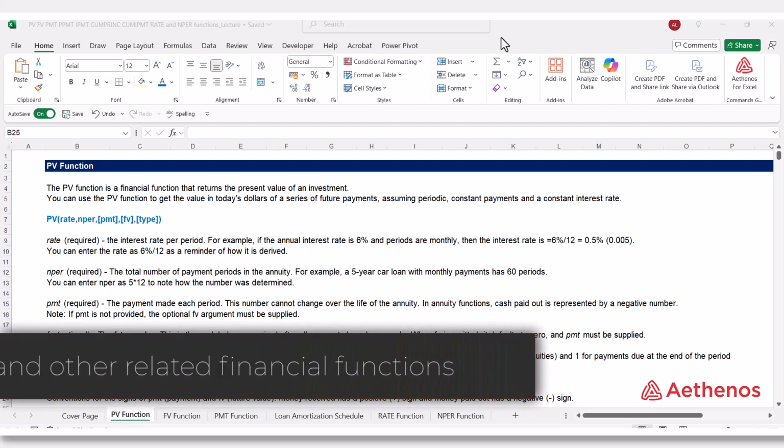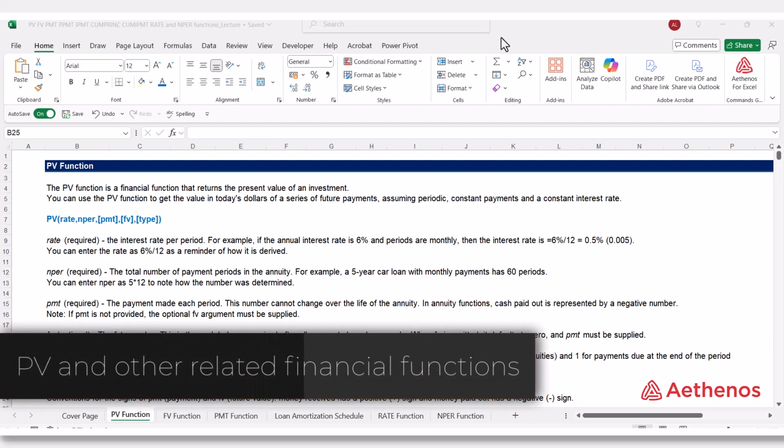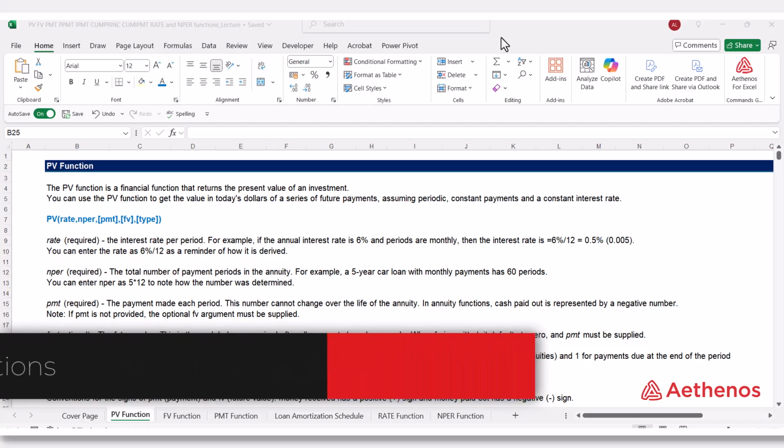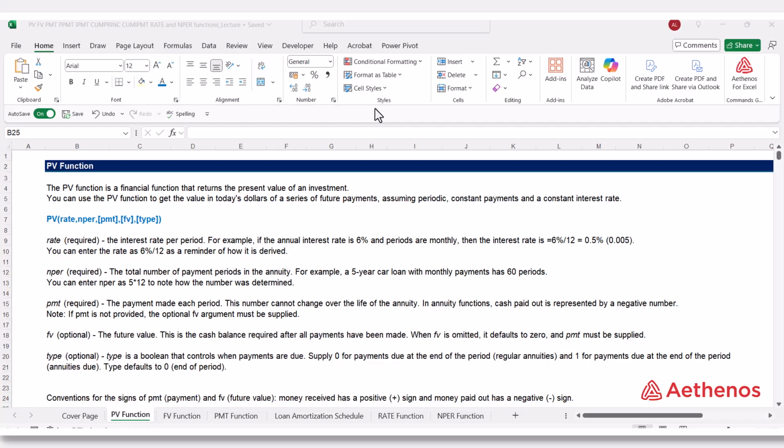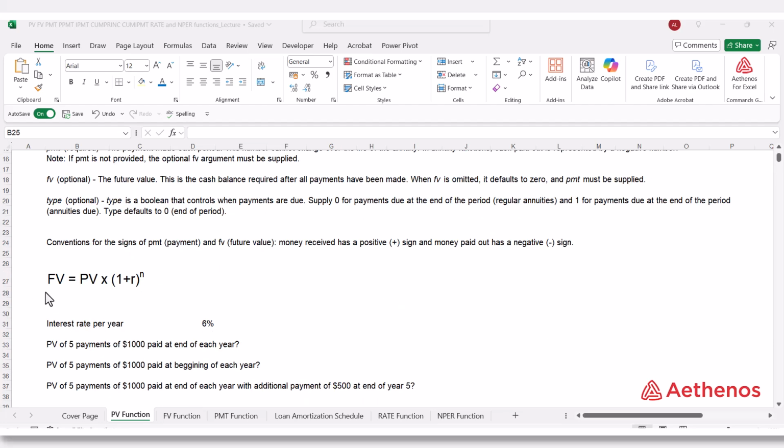Hello. In this video, we will learn about PV and other related financial functions in Excel. Excel has a set of time value of money functions like PV for present value, FV for future value, PMT for payment, the RATE function to find the rate, and the NPER function to find the number of payments. All of these are based on the time value of money formula: future value equals present value times (1 plus r) to the power n.